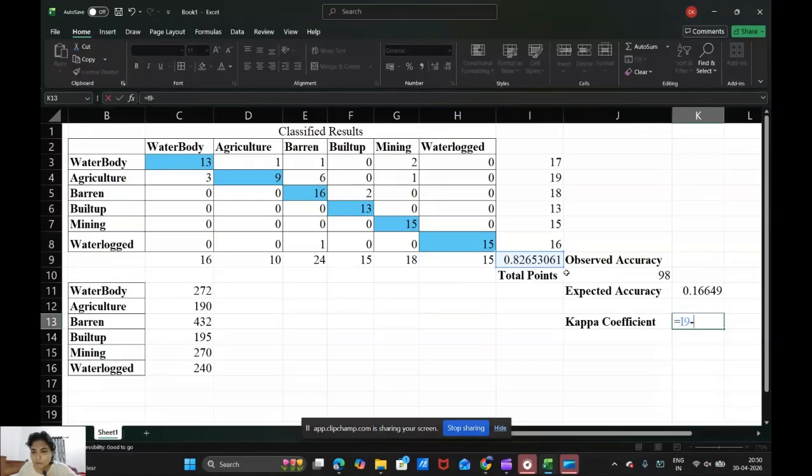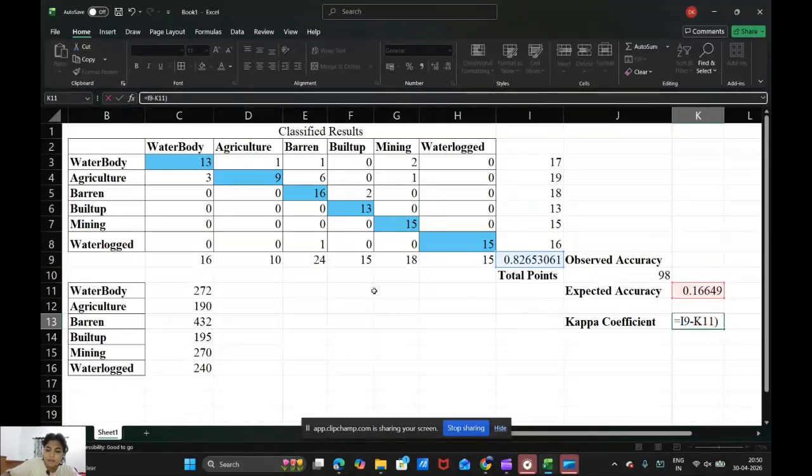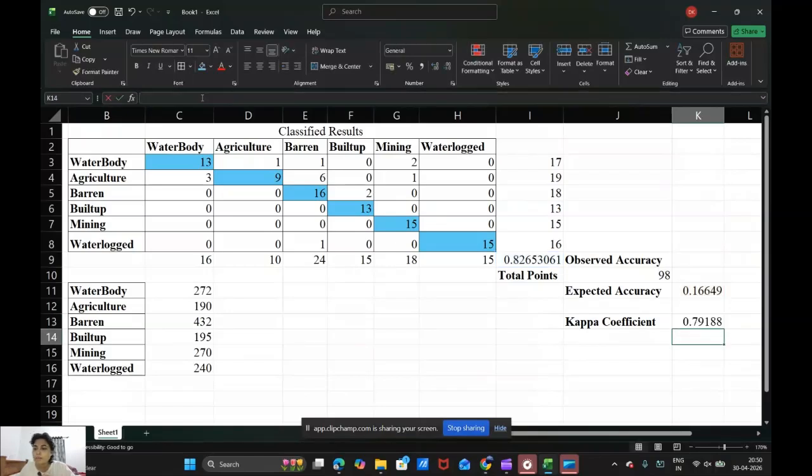So observed accuracy minus expected accuracy. Then we will just put this in a bracket, no, to be on a safer side, and then divide this with 1 minus the expected accuracy, which is 0.16. That means it is 16%. 16% is accuracy which is added by chance. This is what it means. Okay, and then kappa coefficient accuracy is 0.79.